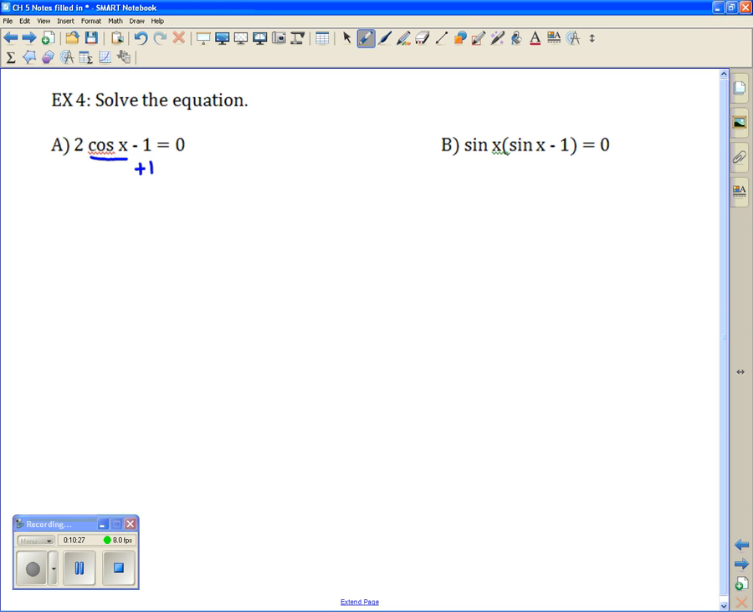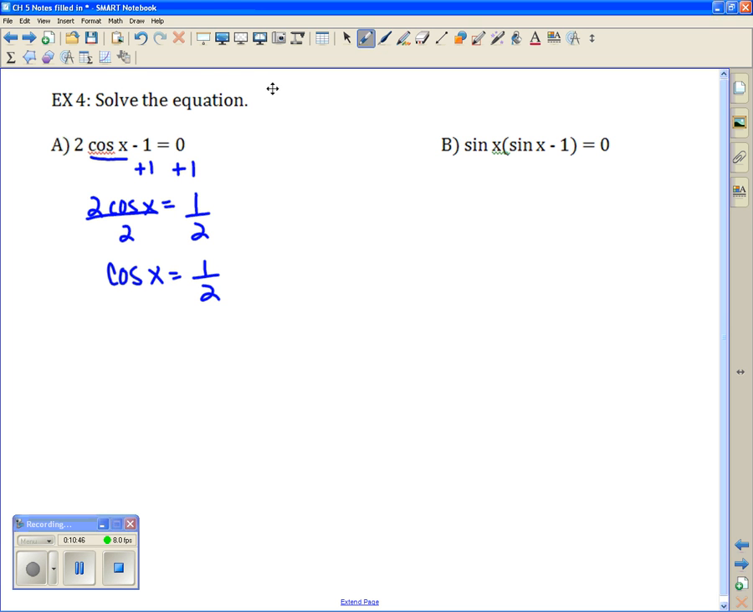We are going to add 1 to both sides. So 2 times the cosine of x equals 1. Then we are going to isolate by dividing both sides by 2. So the cosine of x equals 1/2. You're not done. You are supposed to find where this works.